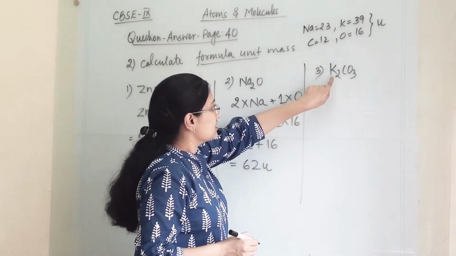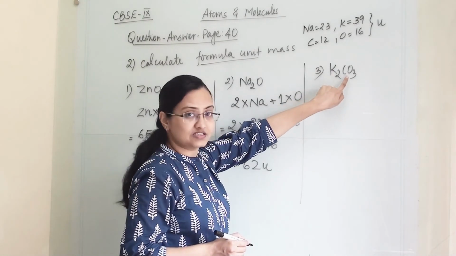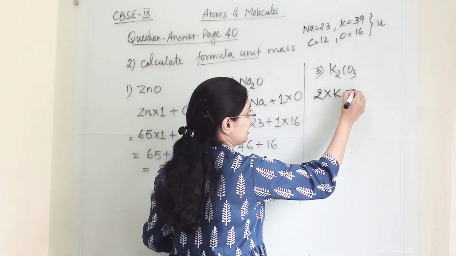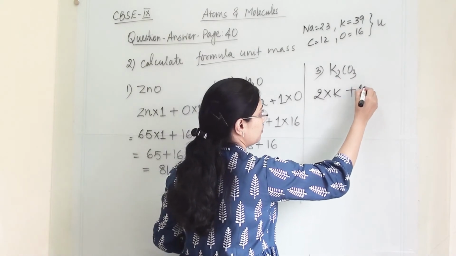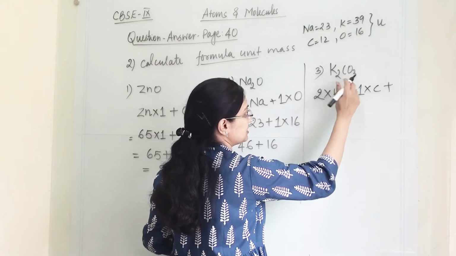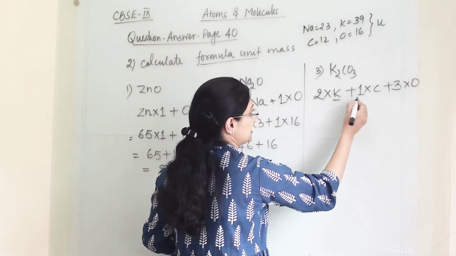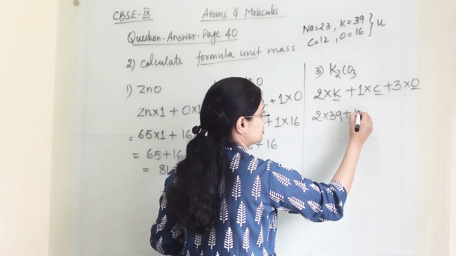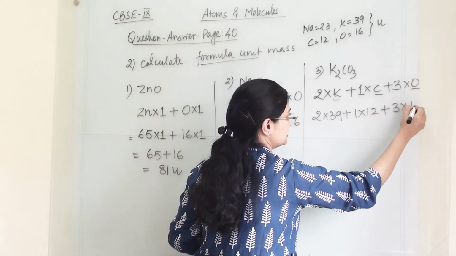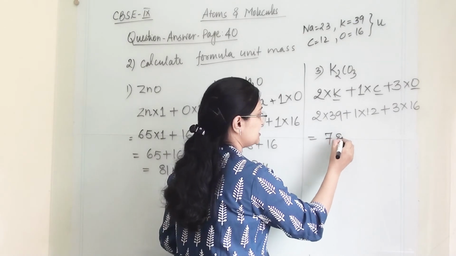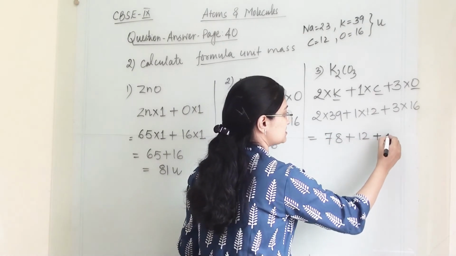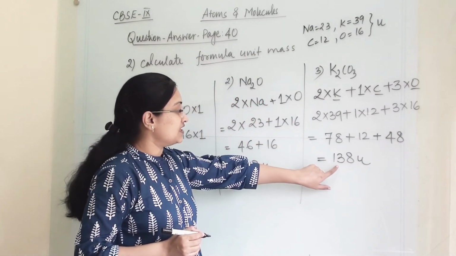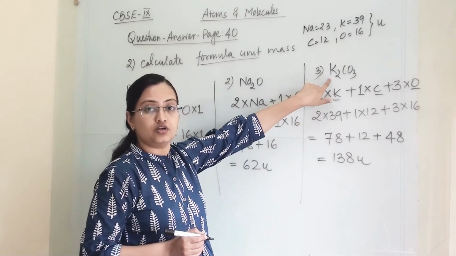Now third is K2CO3. This is potassium and this is carbonate. So this is potassium carbonate. How many potassium are there in this? 2 potassium. Plus how many carbon are there? 1 carbon. And how many oxygen are there? 3 oxygen. So now we add their atomic masses. So 2 into 39 plus 1 into 12 plus 3 into 16. So here 78 plus 12 plus 48, 138 unit. So 138 is the formula unit mass for potassium carbonate.